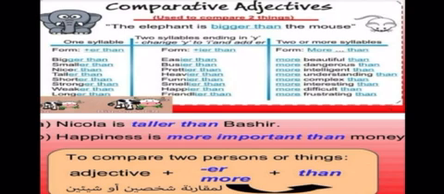So the words that contain more than two syllables, we have the form: we add more, and then we put the adjective as it is, and we add than. So it becomes like beautiful, more beautiful than, more dangerous than, more intelligent than, more understanding than, more complex than, more interesting than, more difficult than, more frustrating than. Let's move to the other slide.